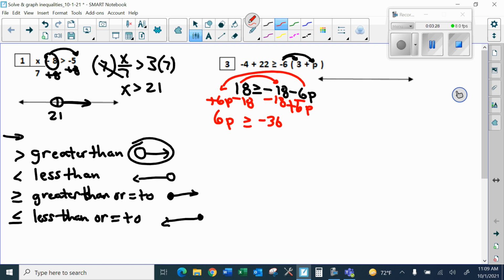Remember, when we move an entire term across the equal sign, it's always add or subtract, whatever the opposite sign is. And last step, divide by 6. So I get p is greater than or equal to -6. Notice since I'm always moving the coefficient to the positive side, I'm never going to have to switch that inequality sign. So -6 on the number line. Whenever there's an equal to, I have a closed circle, and it says p is greater than, which is to the right. So I shade to the right, put an arrow, just like that.